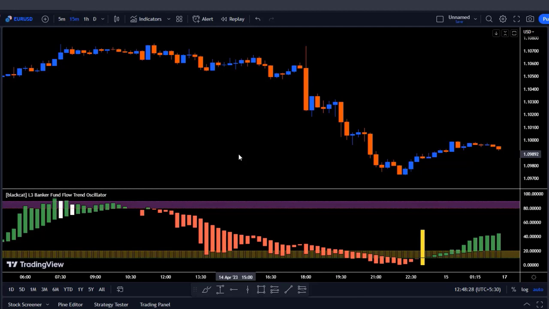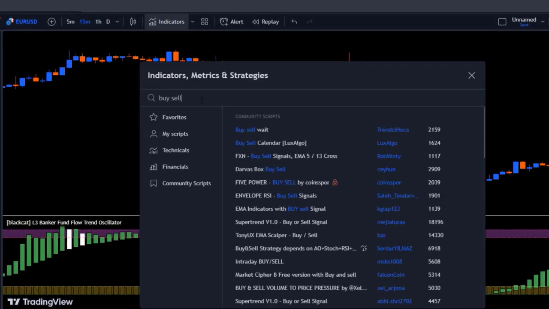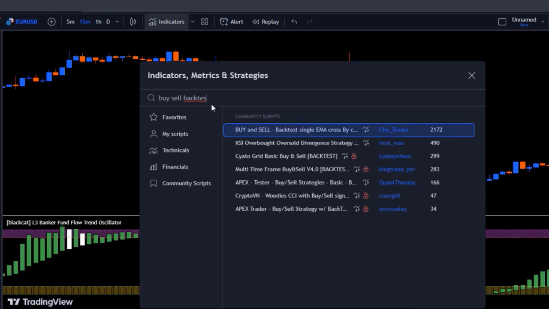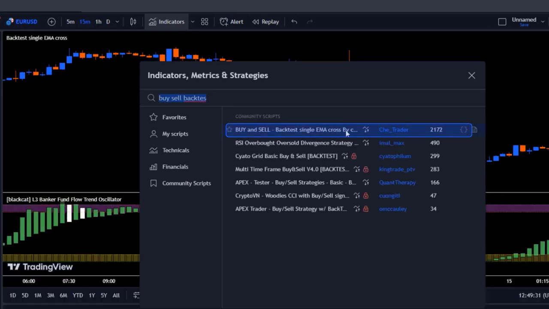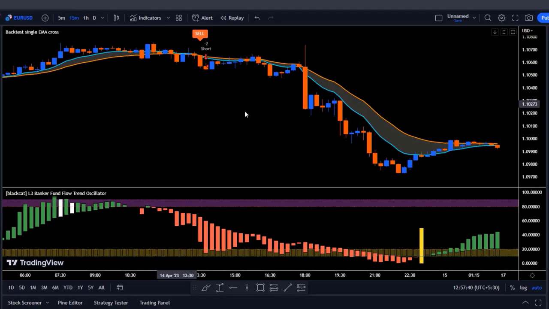Alright, now it's time to introduce our second indicator, which is the buy and sell back test. This indicator helps us identify precise entry and exit points by analyzing the crossover of two exponential moving averages. To add this indicator to our chart, we'll head back to the Indicators section and search for the buy and sell back test. Once we've selected it, we'll see some buy and sell signals appear on our chart along with an M across and the L3 Banker Fund Flow Trend oscillator below. But we're not done yet.